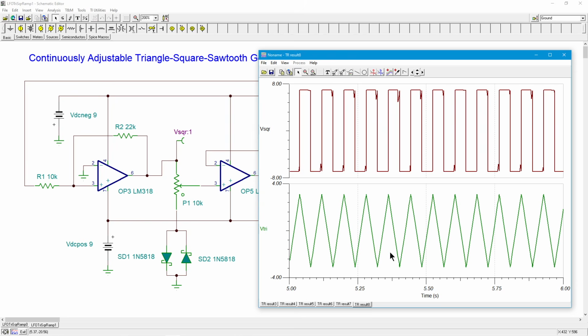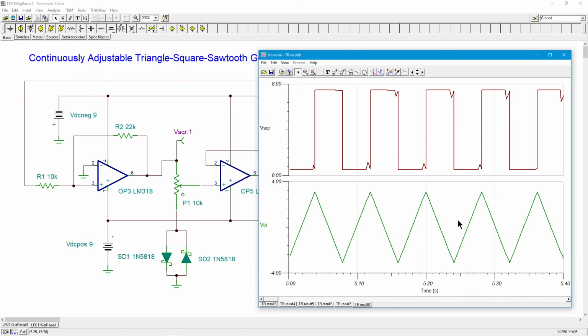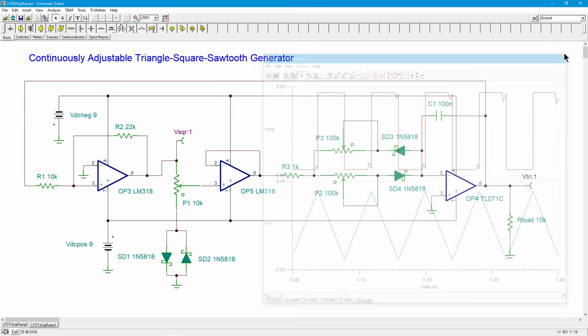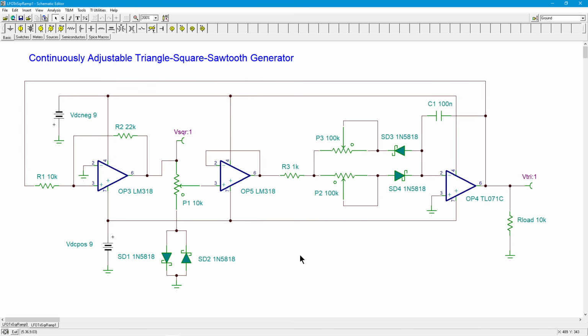All right. That looks like a pretty nice triangle wave. Maybe we could zoom in on it a little bit. All right. Nice straight sides, nice symmetry. Oh, it's gorgeous. How can you not love that? All right. Okay, so pretty cool circuit, I think, right?